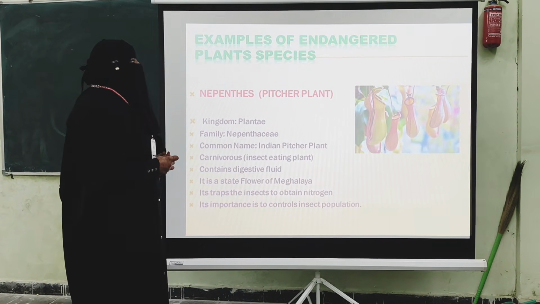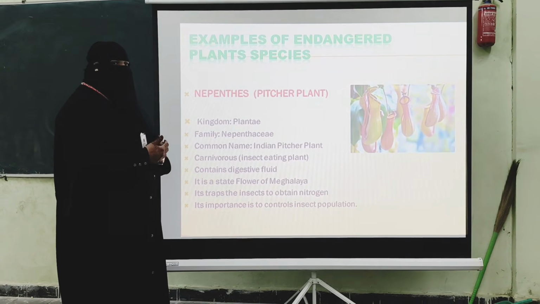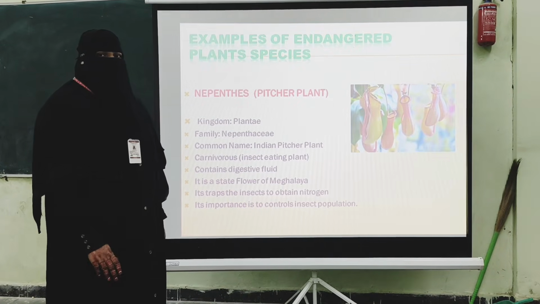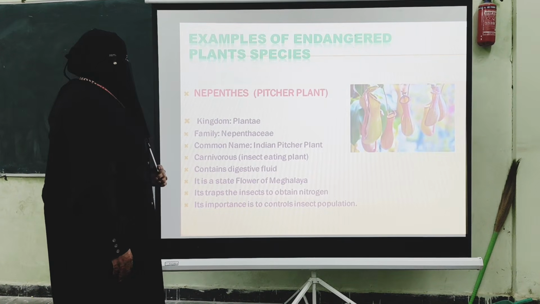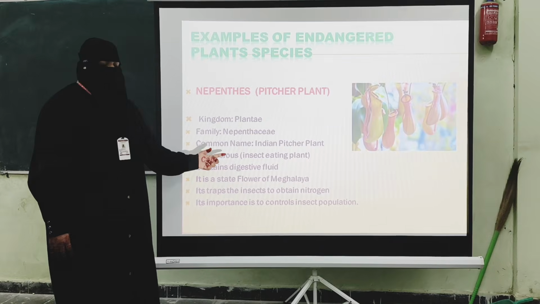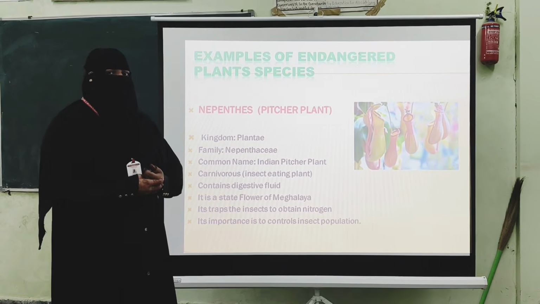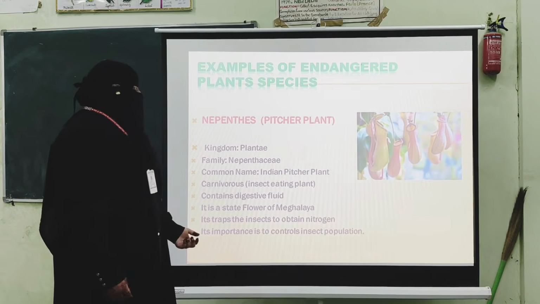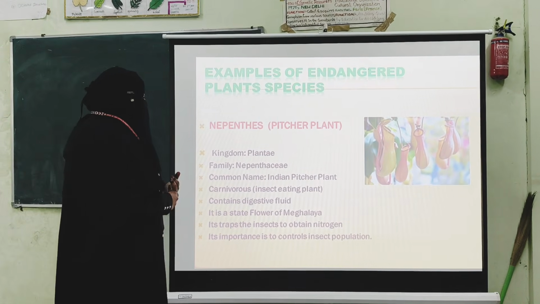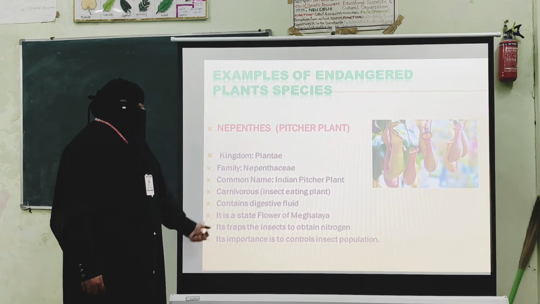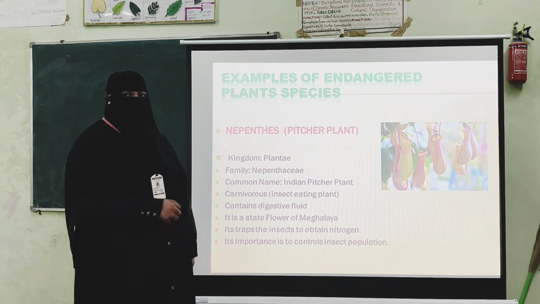Now it's time for examples of endangered plant species. The Nepenthes, commonly called in India the pitcher plant. It belongs to kingdom Plantae, family Nepenthaceae. It is a carnivorous plant. Its importance is to control the insect population, and it traps insects to obtain nitrogen. It has a special fluid called digestive fluid. Now the next part will be continued by Mahesh.